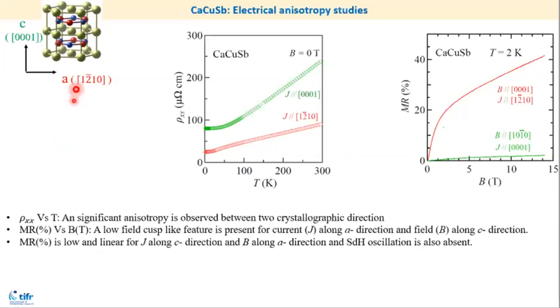To orient the crystal, first of all, we do Laue, and by Laue we can orient the sample first. I orient the sample along the crystallographic C direction and the crystallographic A direction, then we cut the sample. But even though you cut the sample, it will not be exactly parallel to the A axis. Some disturbance will be there, right?